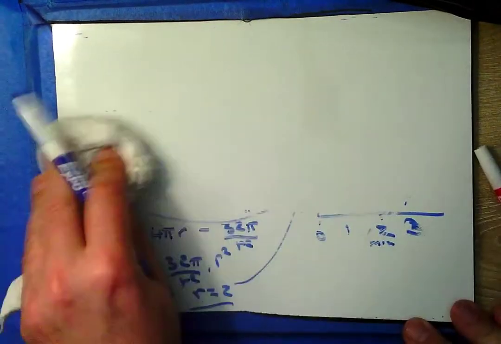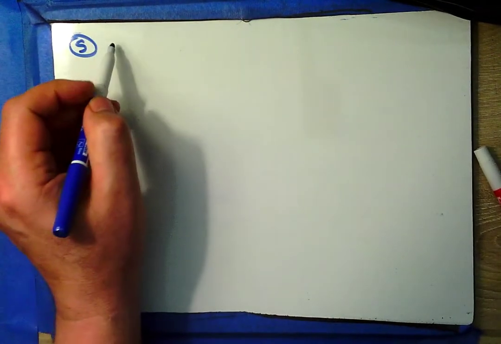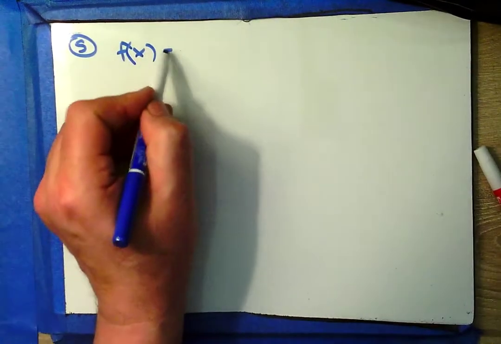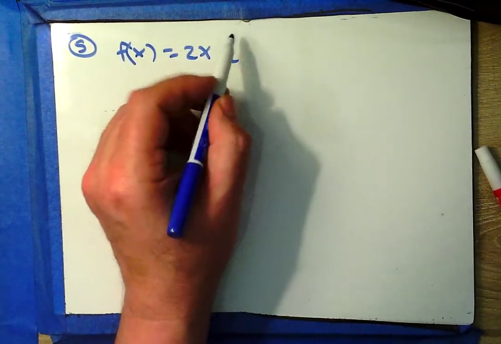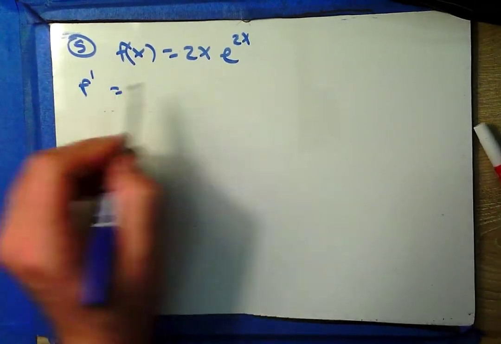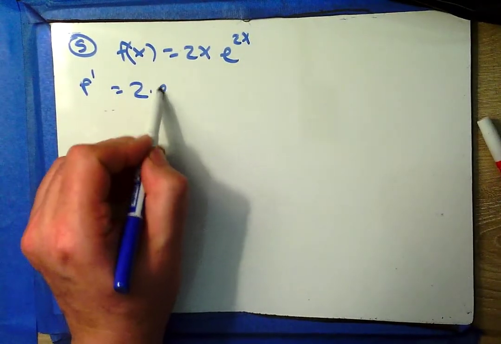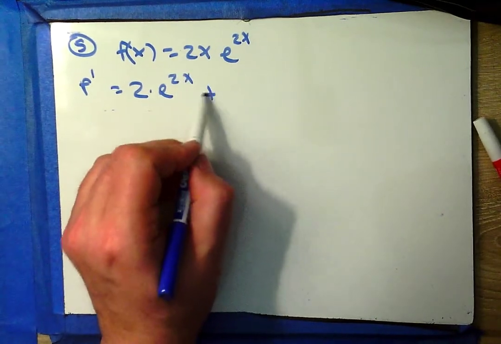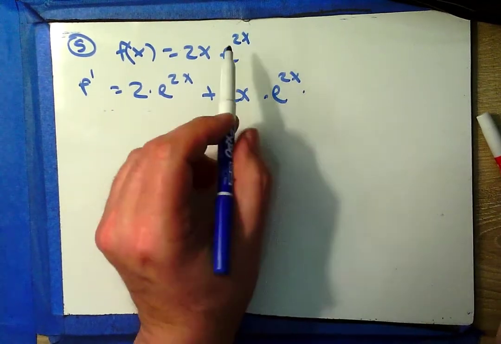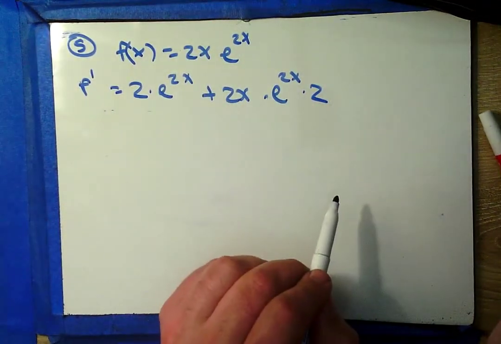This wasn't a justification problem, so I don't have to write a justification. I move on to number 5. Number 5 says simply enough in one sentence, find and justify the absolute min of f of x equals 2x e to the 2x. So I need f prime, which I find with the product rule: 2 times e to the 2x plus 2x, and the derivative of this will be itself times the derivative of the inside function, 2.